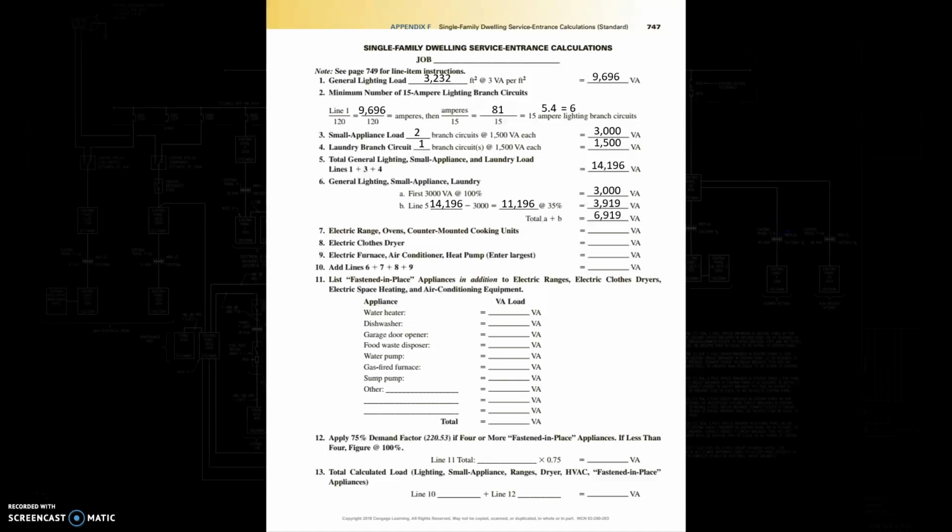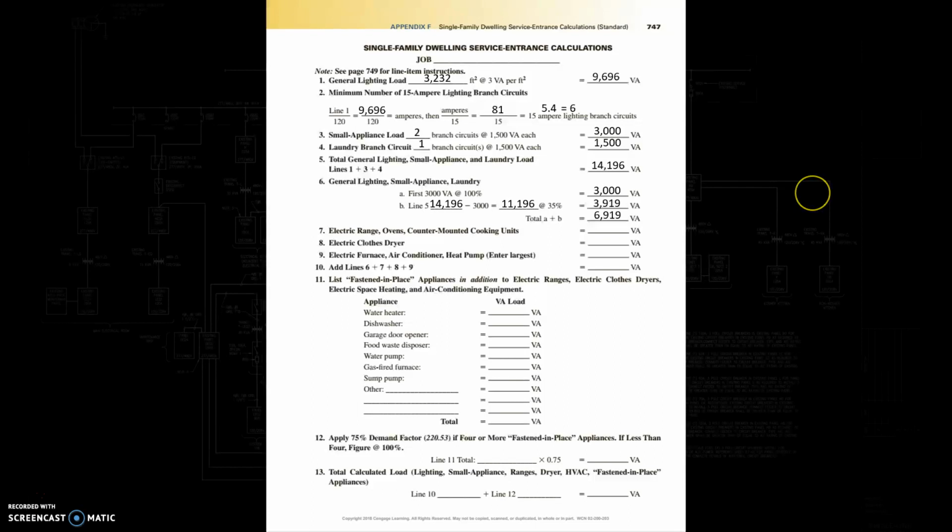Now let's go ahead and add them together. That's the amount of volt amps we need all told to handle our 120 volt lighting, small appliance, and laundry circuits in this house. Okay. Then we get into this next bunch, which is things that are generally a 240 volt load.